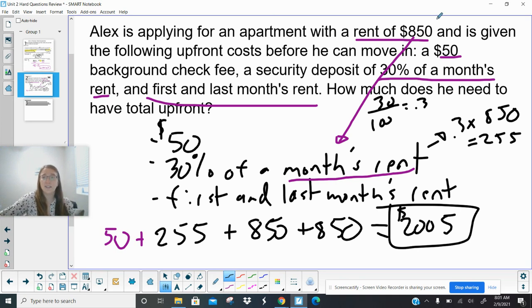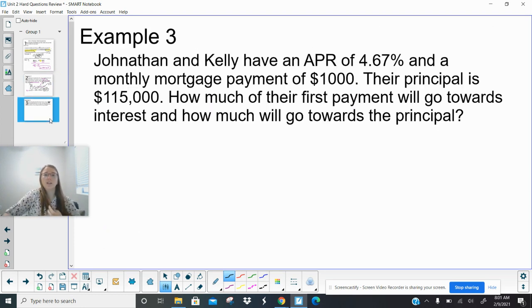So this means a total of 2,005. Notice again, I did not add an additional $850 here. I only focused on what they told me the upfront costs were. Yeah, $50, 30% of 1 month's rent, first and last month's rent. That's what I focused on. So 2005 is our answer. Okay, last one here.